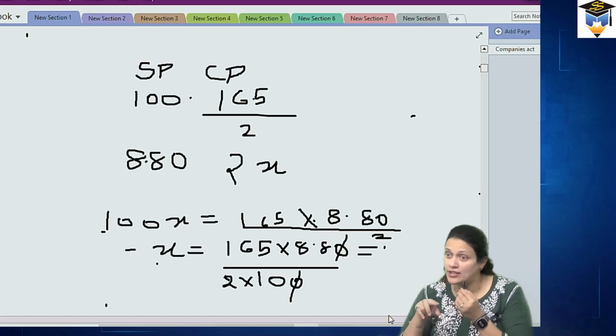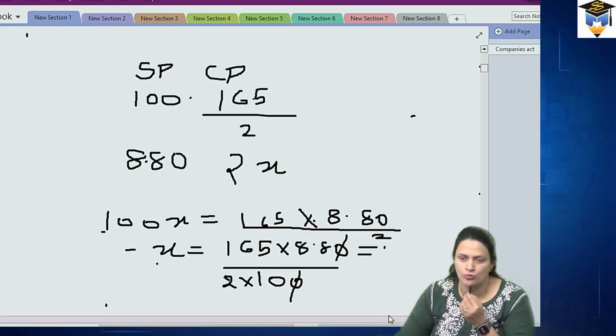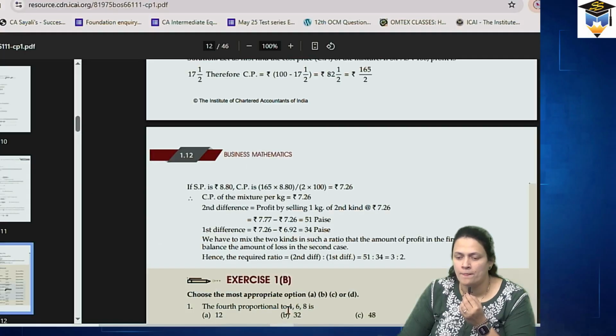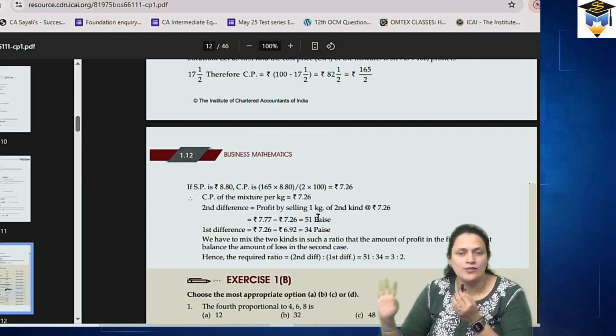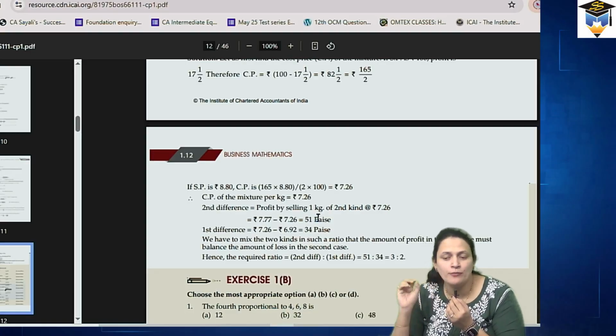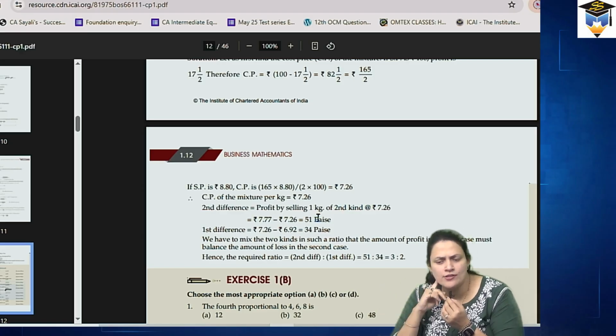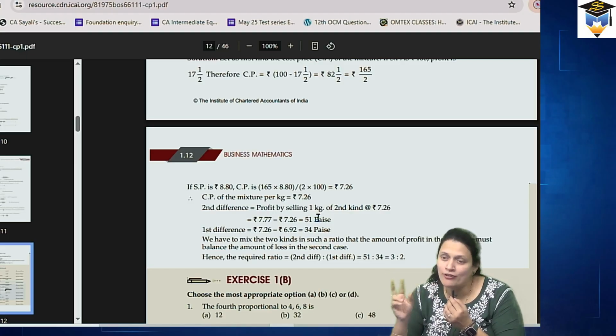Please write down in between steps because I'm showing you those steps. Okay, please write them down. So 7.26 मिळालं. आता CP of the mixture is, you have the CP of mixture. Now second difference is equal to profit by selling 1 kg of the second kind at 7.26. So now you have to find out the profit. So how will you find out the profit? SP minus CP will give you the profit.